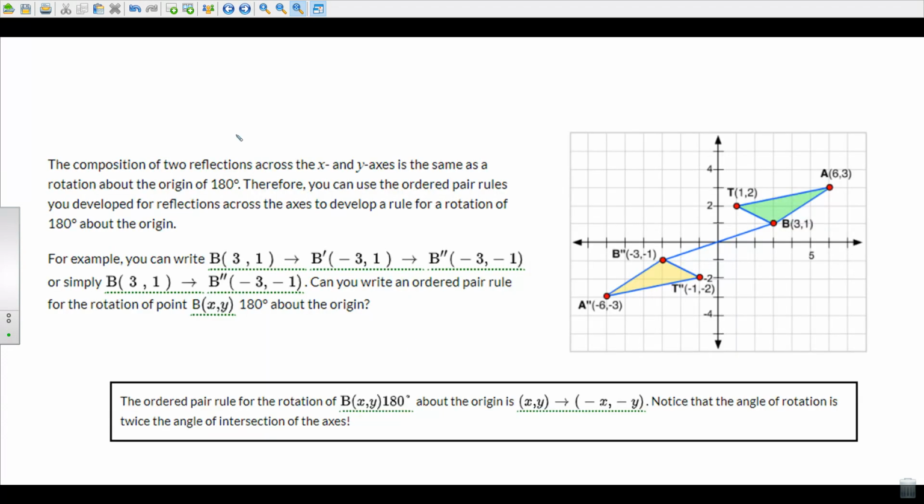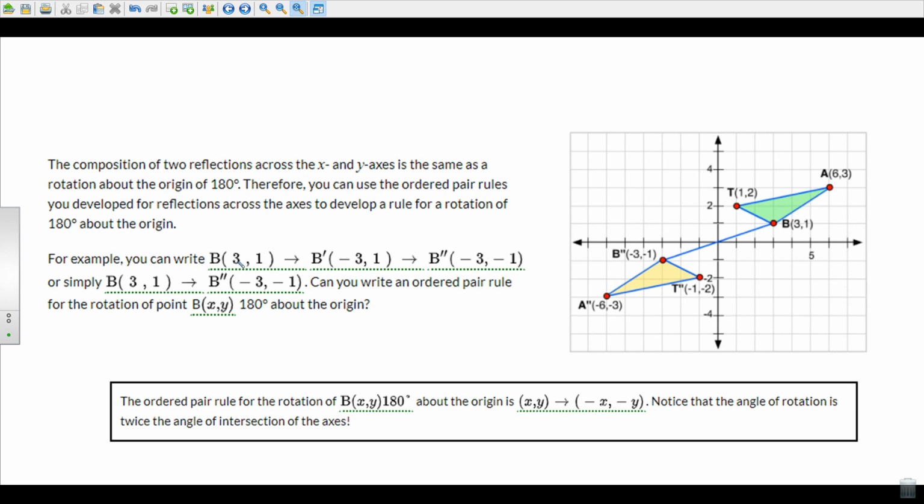So just to summarize, we saw the ordered pair rule with a reflection across the line y equals x. All that happens is that you interchange the x and the y coordinates. When you do a composition of reflections across the x and the y axis, that is the same as rotating around the origin 180 degrees. So we can apply this ordered pair rule, or a composition of ordered pair rules, to learn about what happens when you rotate something 180 degrees about the origin. That's what they're doing here.